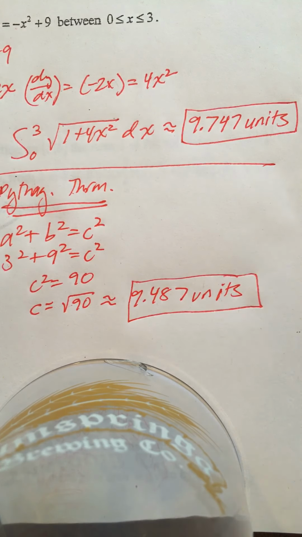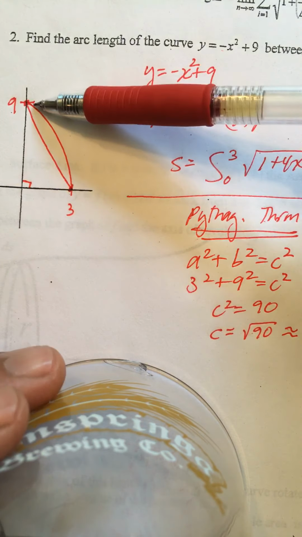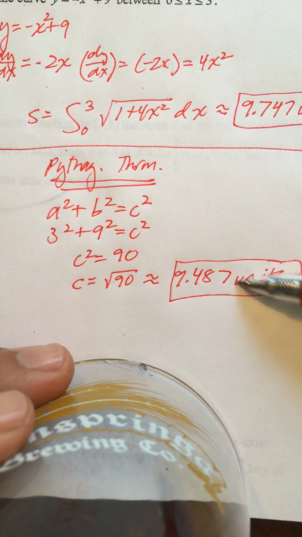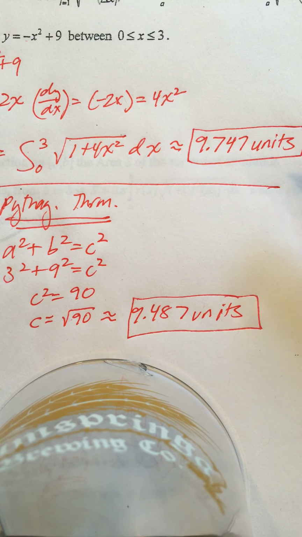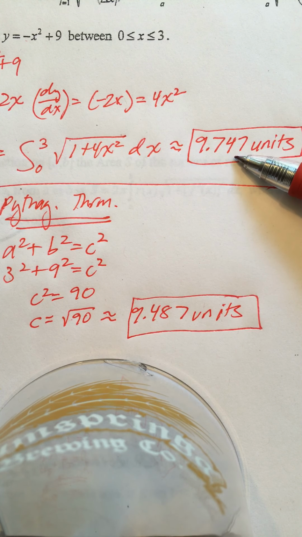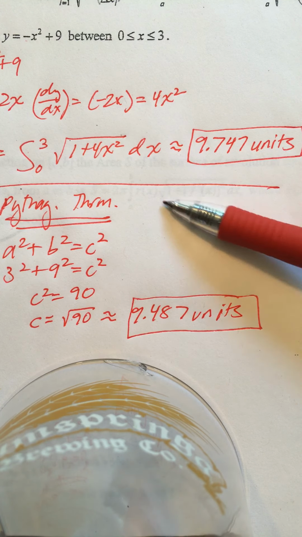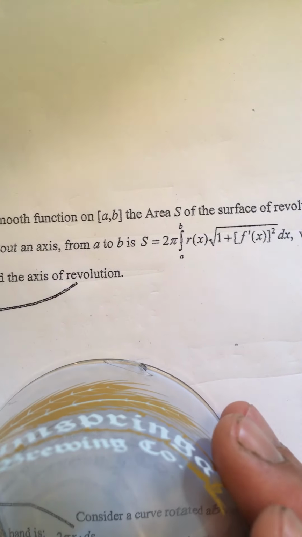All right, you can see without calculus, we can get pretty darn close to the length of this curve. The length of that hypotenuse would be 9.487 units. The actual length of the curve would be 9.747 units. And this is off just because we rounded. This is very close to the actual length of that curve. Okay, so it's pretty cool.